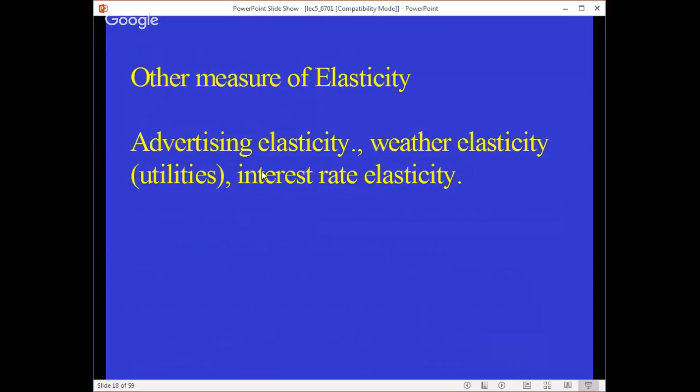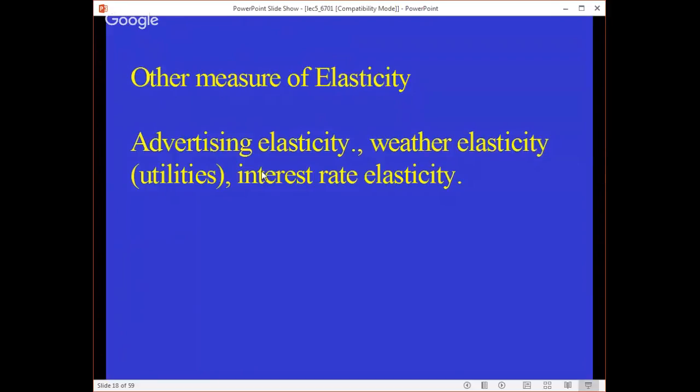Other measures of elasticity, and there are a lot more than I can mention. Advertising elasticity, that would be the percentage change in the quantity demanded divided by the percentage change in advertising expenditure. So if I increase advertising expenditure by 10%, how much does the quantity demanded increase? If it's, of course, more than 10%, the elasticity is greater than 1, less than 10%, less than 1, of course. If it's exactly 10%, it's 1.